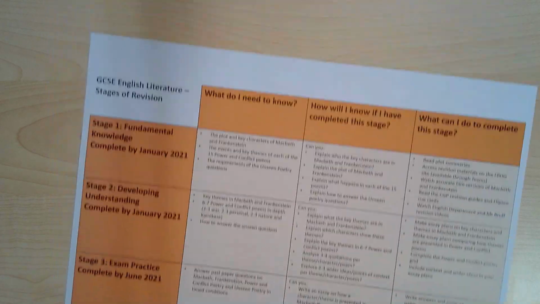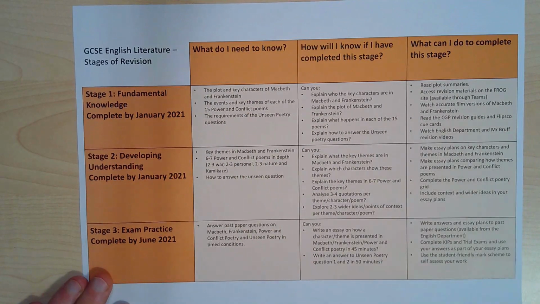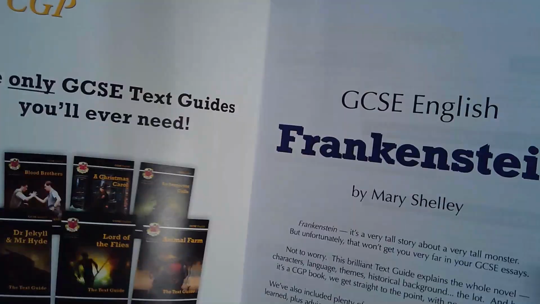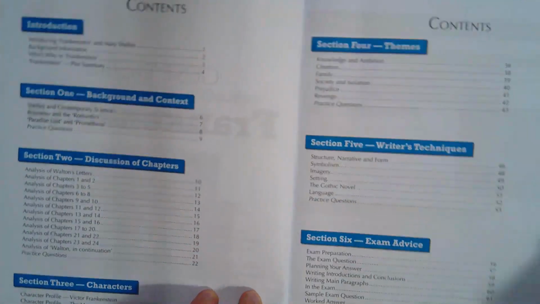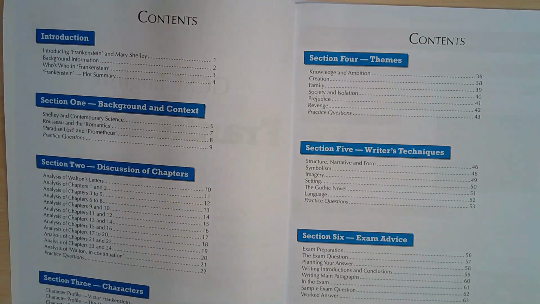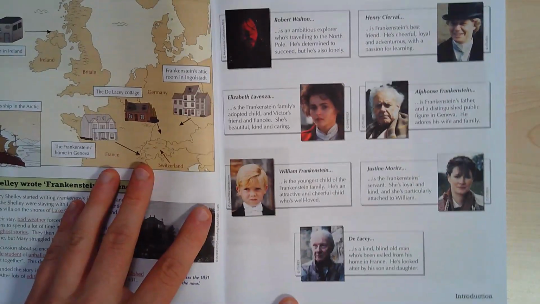Now, what I'm going to show you, we're not going to be doing anything about fundamental knowledge today. If you are struggling, these CGP guides are brilliant. They really are. I know a lot of you have got these already, and I'm just going to talk through this. This is a bit of a shameless plug, but I use these for my GCSE exams. You've got some introduction of Mary Shelley and Frankenstein. You've got a list of the characters. So if you don't know who's who, then they're all here.